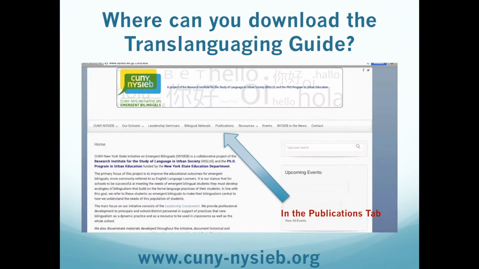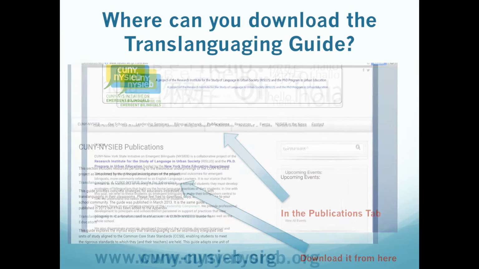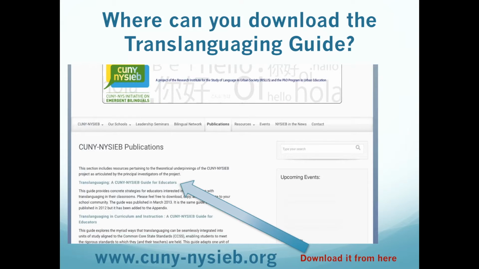The first thing we want you to do is download the Translanguaging guide. If you haven't done that yet, you can go to our CUNY-NYSIEB website, www.cuny-nysieb.org, and look at the tab that says Publications. After you click on the tab that says Publications, you will find the Translanguaging guide for educators, which you can download as a PDF.